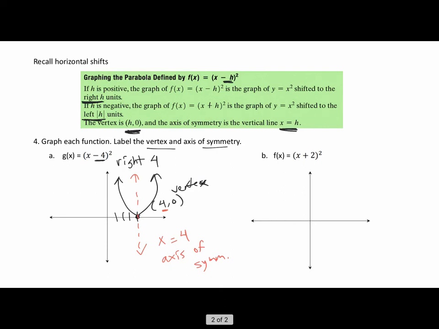For b, f of x is x plus 2 quantity squared. So since this is positive, we're going to go to the left 2 units to get our new vertex at negative 2, 0. Same basic U shape here. Axis of symmetry is going to go through that vertex so that x is the x-coordinate of negative 2. That's the line for the axis of symmetry.